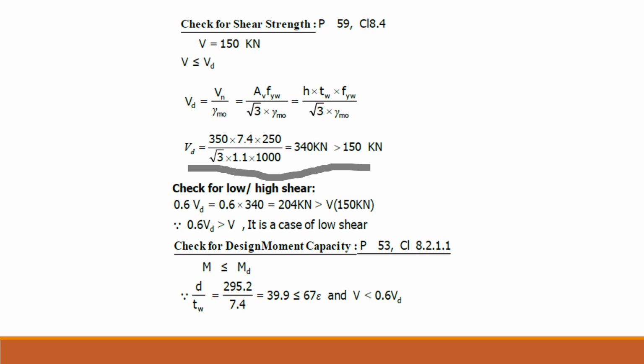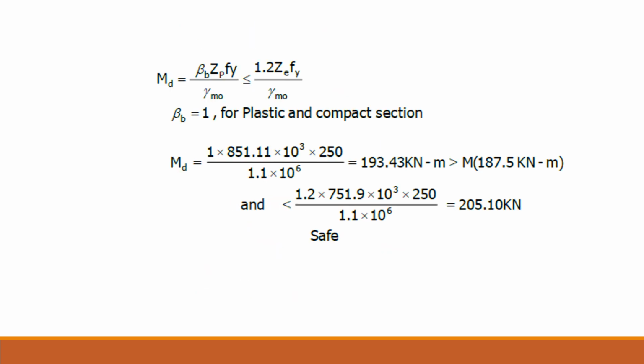And then check for moment carrying capacity, that is M less than or equal to MD. The formula for moment carrying capacity is MD is equal to beta b Zp Fy by gamma m naught, less than or equal to 1.2 Ze Fy by gamma m naught. Where this section is a plastic section, so take the beta b value as 1. Substituting the value, MD is equal to 1 into Zp value 851.11 into 10 power 3 into 250 by 1.1 into 10 power 6. We will get the moment carrying capacity value as 193.43 kilonewton meter.